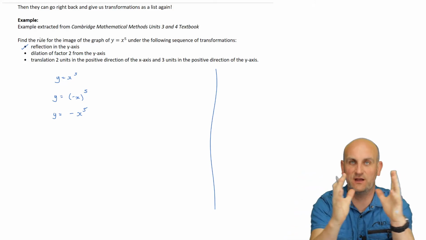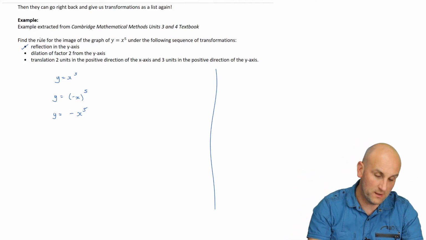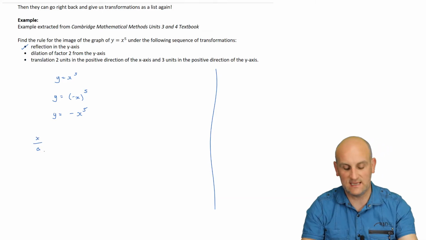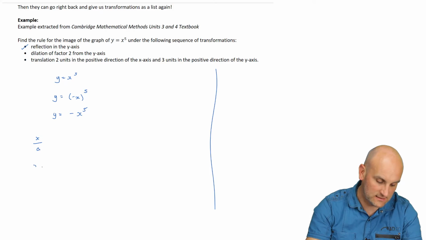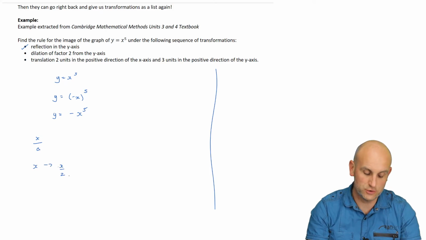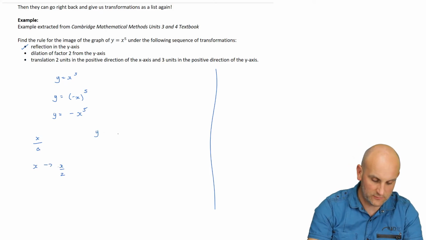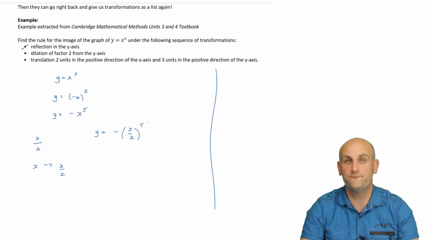Dilation of factor 2 from the y-axis. So it's my x values that are changing. And we remember that when it's the x values that are changing, we replace x with x on a, and a is the scale factor. So x is going to be replaced with x on 2. So we get y is equal to minus (x on 2) all to the power of 5.